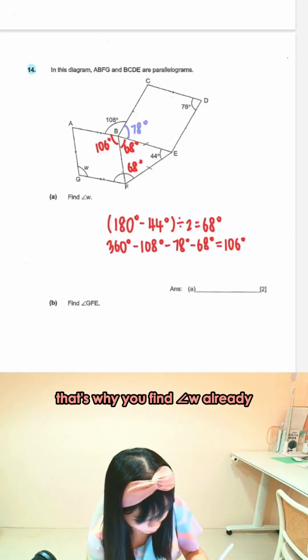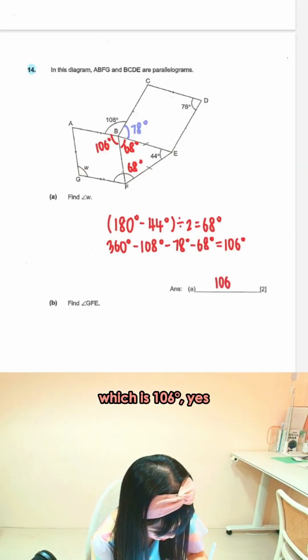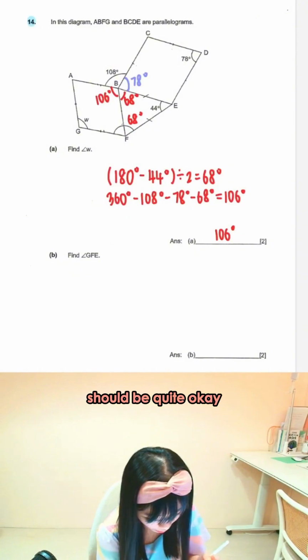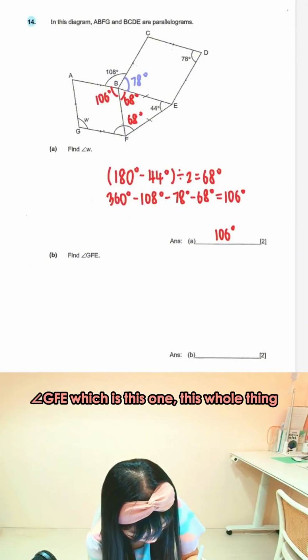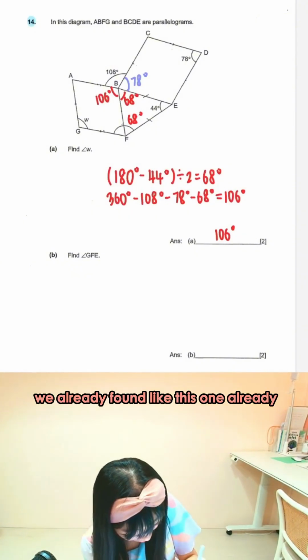That's why you find angle W already, which is 106. Yes. Then I think the next one should be quite okay. GFE, which is this one. This whole thing. Okay, we already found this one already.